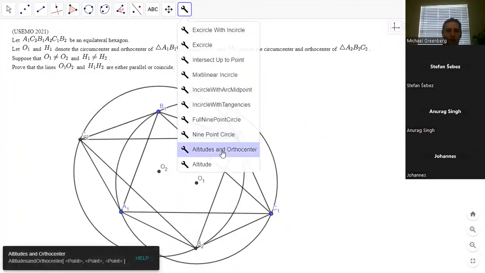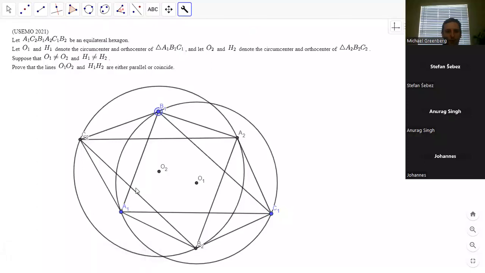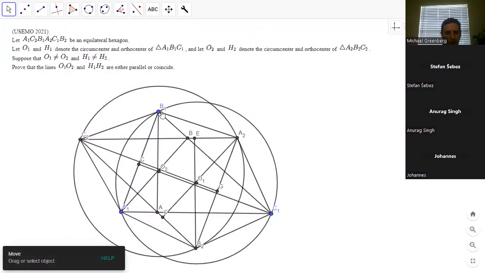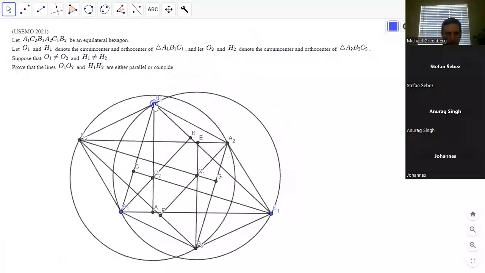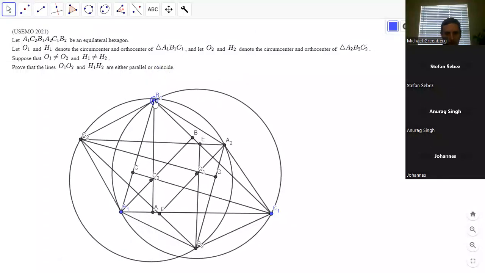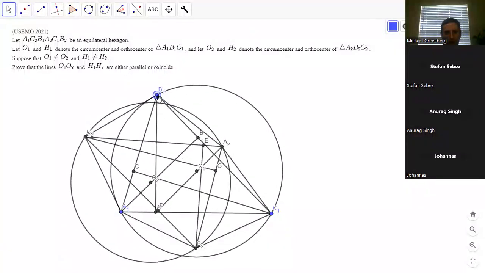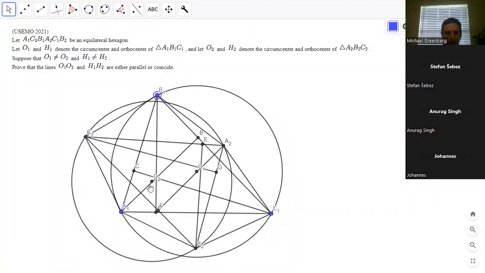Well, then it might just be some kind of homothety, right? If they're congruent. I think they're not. Oh yeah, because here you can see it's not parallel anymore. Yeah. Okay.